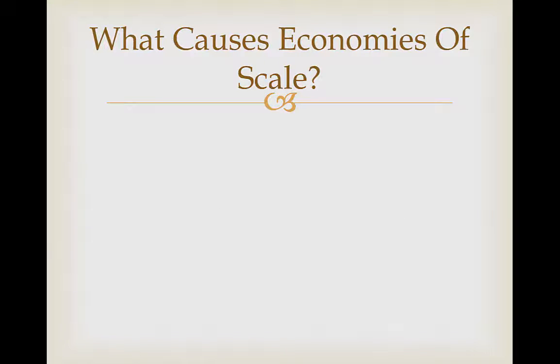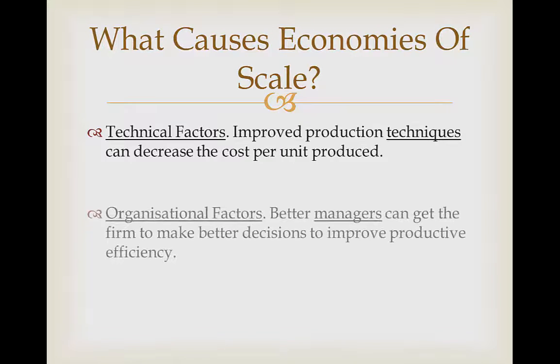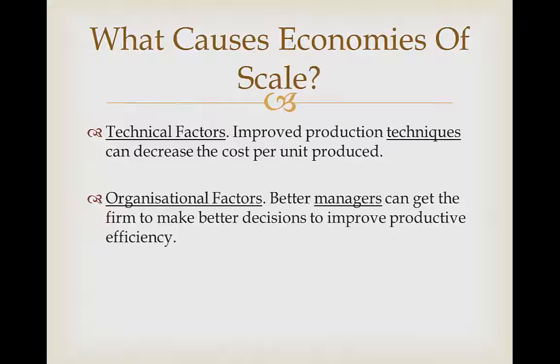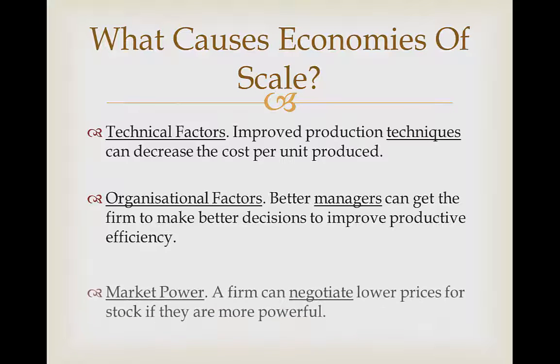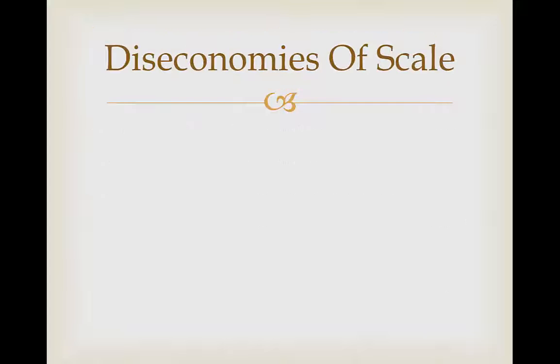So what causes economies of scale? Well, we can have technical factors, and these are improved production techniques that decrease the cost per unit produced. For example, training and also preferred technological advances. We can also have organizational factors, which mean better managers can get the firm to make better decisions to improve their productive efficiency. For example, employing better CEOs. And market power. A firm can negotiate lower prices for stock if they're more powerful and can buy in bulk.